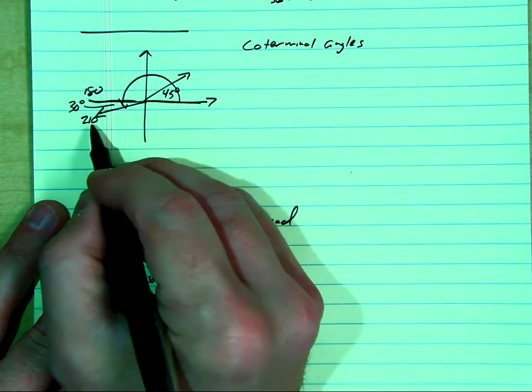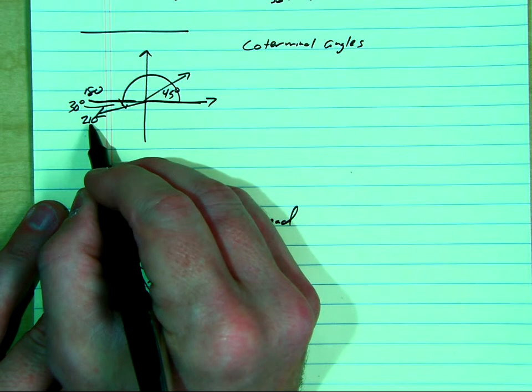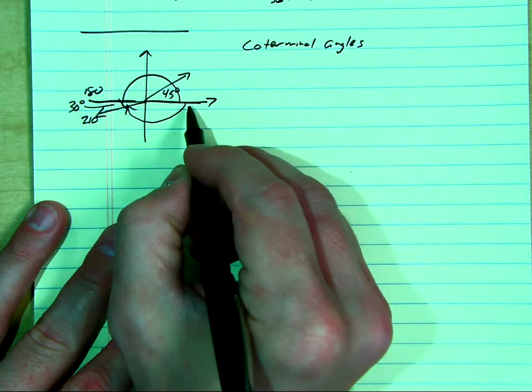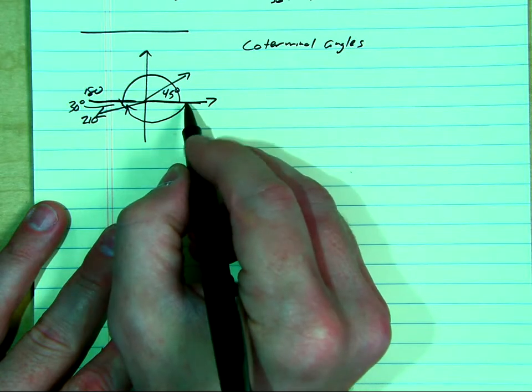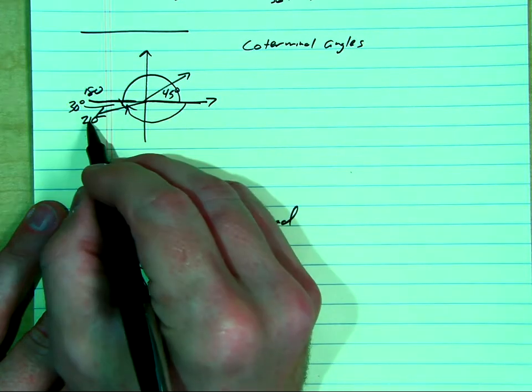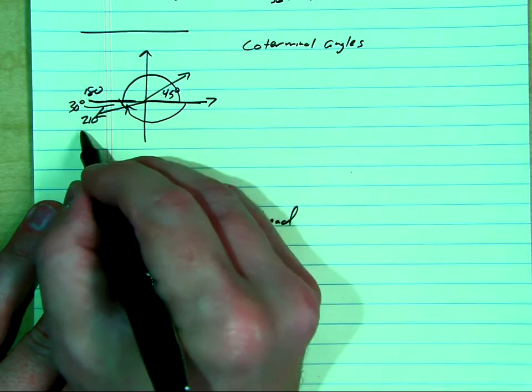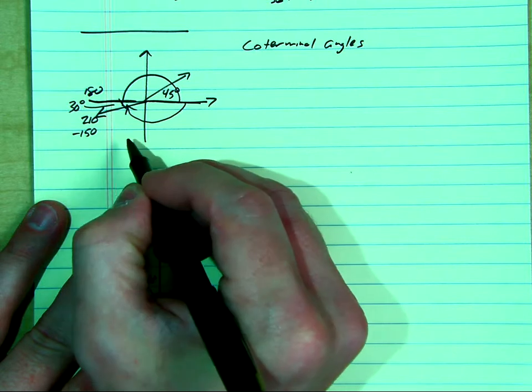How do I find the negative coterminal with this, which is going here to here? You remember, you take 360 minus 210. That's how you find the negative angle, and that's going to be negative 150 degrees.